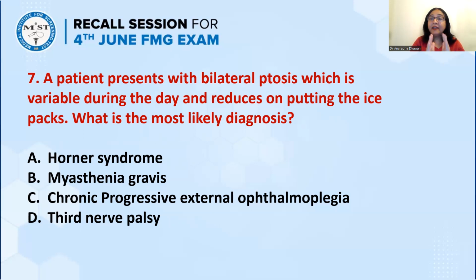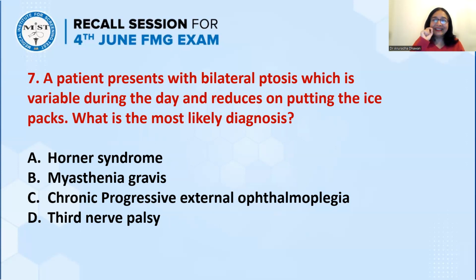Now, the patient has bilateral ptosis. So first of all, one has to see which of the choices can cause bilateral ptosis. In Horner syndrome, the ptosis is not usually bilateral. In third nerve palsy, again, bilateral involvement is very, very rare. So between B and C, that is myasthenia gravis and the other choice, chronic progressive external ophthalmoplegia, in which there are multiple cranial nerve palsies, these are the two which can have bilateral ptosis.